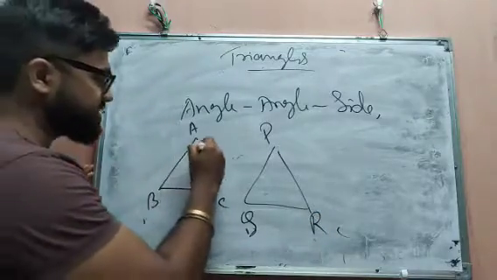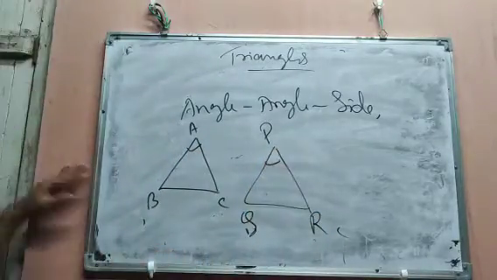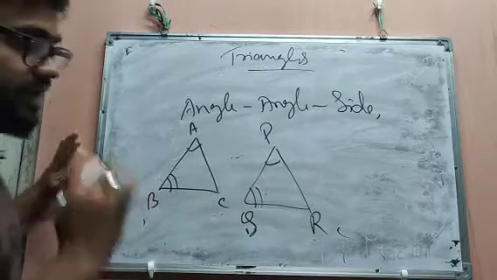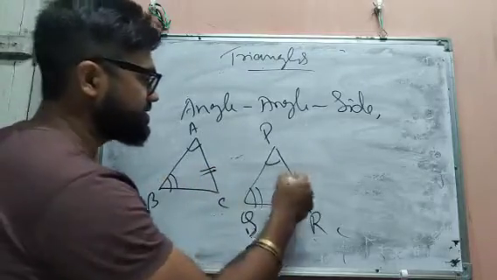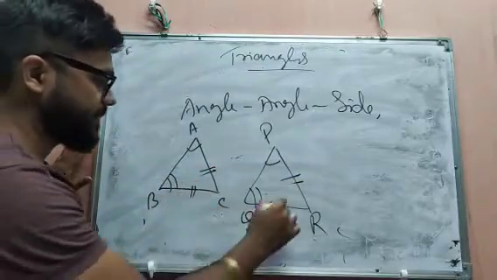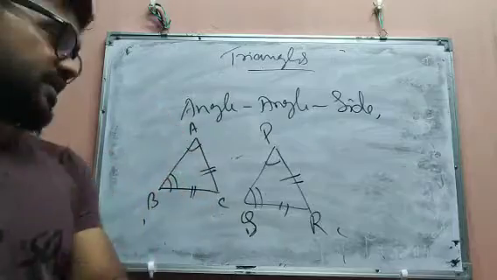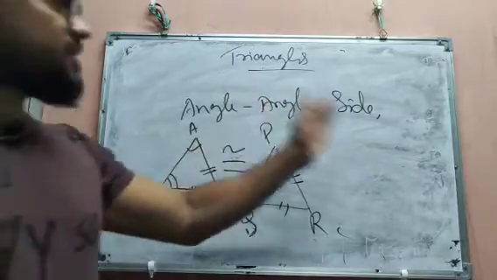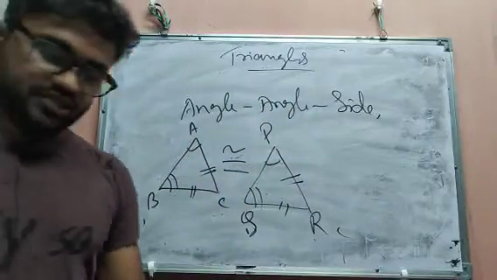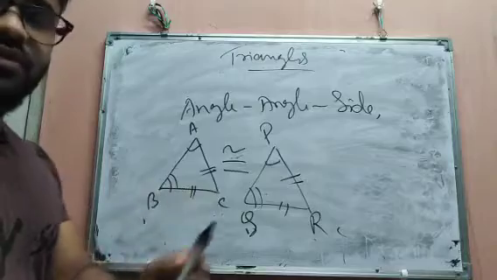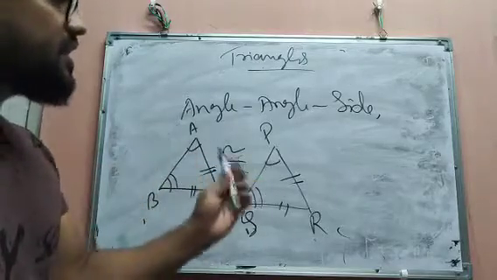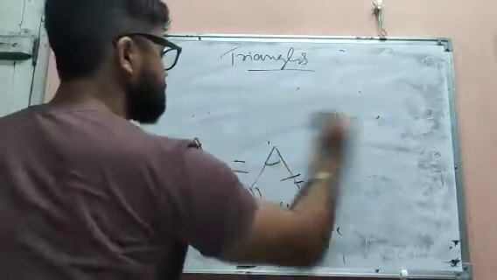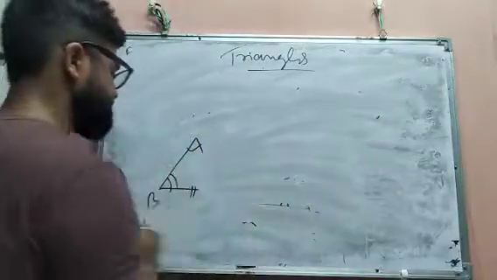Angle side means what? Suppose angle A is equal to angle P, and angle B is equal to angle Q. Okay, so if just one side is equal, suppose this side and this side, or this side and this side, then you can say that these two triangles are congruent by the rule of angle side. Okay, so these are the theorems we need to understand to prove congruency of two triangles. Now we have to do some exercise from 7.1.